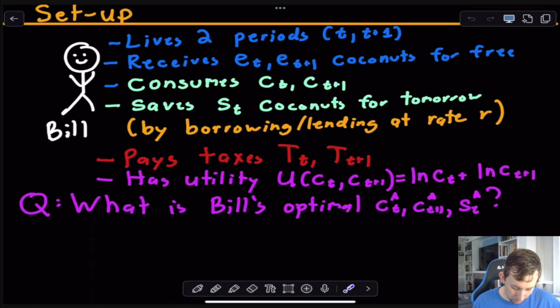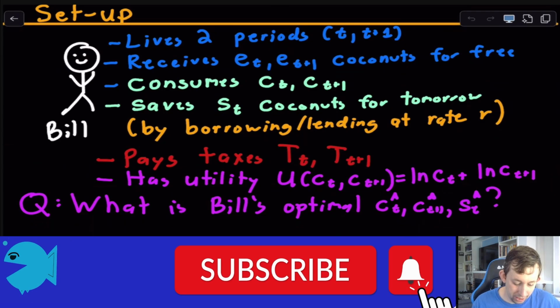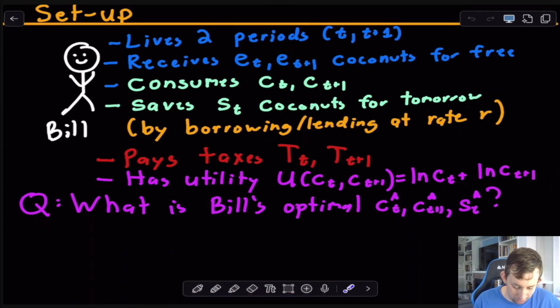So the setup in this model, we're going to stick with the endowment economy for now. So we're going to have people like Bill. Bill's going to live for 2 periods, period T and T plus 1. And this is a real economy, so we're thinking of goods and not money. So he's going to receive an amount of coconuts every period because we're still talking about coconuts. So he receives ET and ET plus 1 coconuts, or coconuts today and coconuts tomorrow. They show up in a box on his doorstep every morning. With those coconuts, he's going to consume a certain amount of coconuts in each period, CT and CT plus 1.